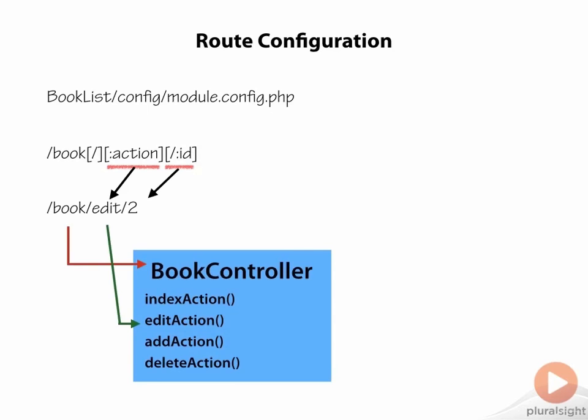The book portion of the URL maps to the book controller, and the edit segment portion maps to the edit action method in that book controller. The ID, or number 2, would then be a parameter that could be looked up or used inside of that action method. This typically refers to a record or some other identifying feature that you can use to retrieve data or information for display purposes.